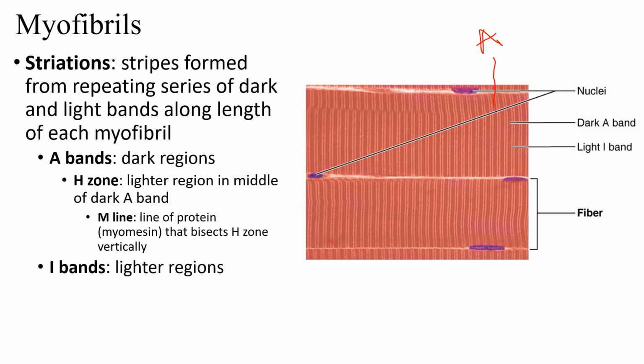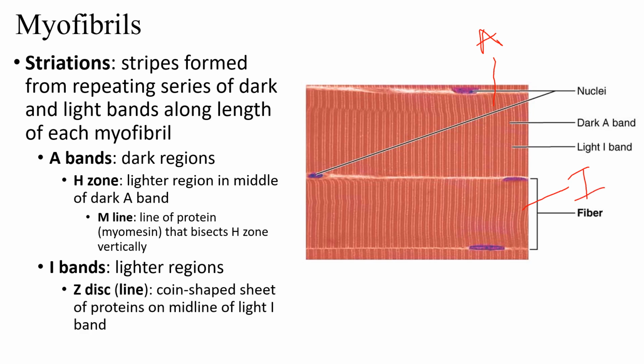The I bands are going to be the lighter regions, so you can have the lighter regions in between the very dark. Those are going to be the I band. They're going to interact with the A band. The I bands are connected to these things called Z discs or lines, which are proteins on the midline of the I band. Right now I assume this sounds like nonsense to everybody, but we'll start looking at images where you can see these different zones.